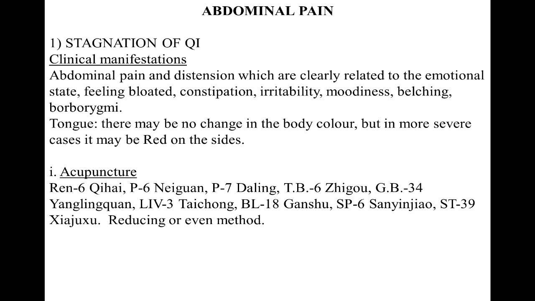And some of the points we already mentioned. Ren 6 is there not to tonify Qi, but to move Qi. Pericardium 6 and 7 are to calm the Shen, because Qi stagnation usually comes from emotional stress. Notice triple burner 6 there.